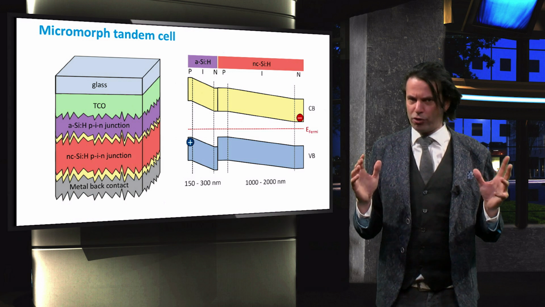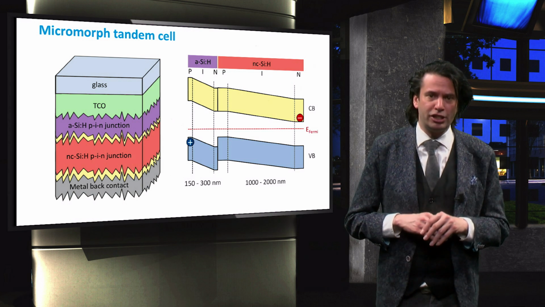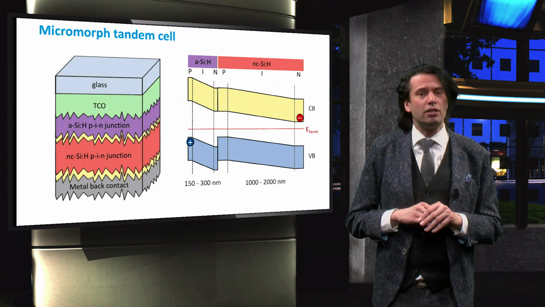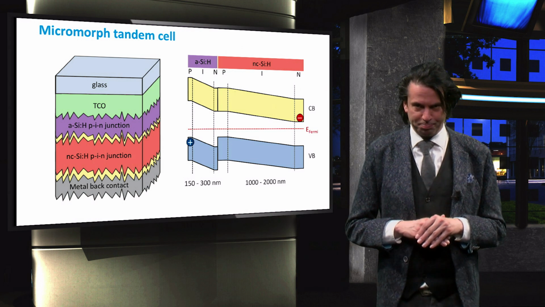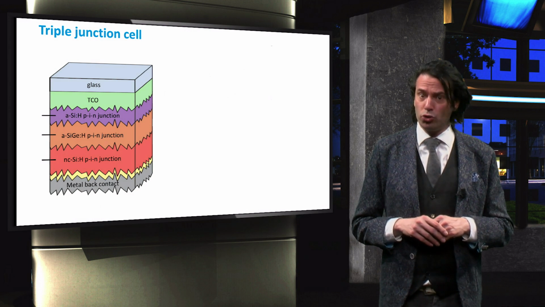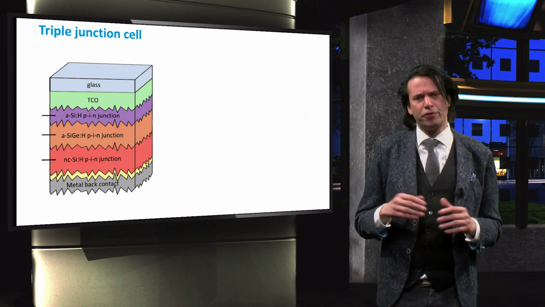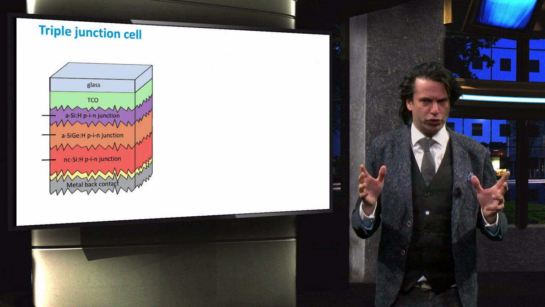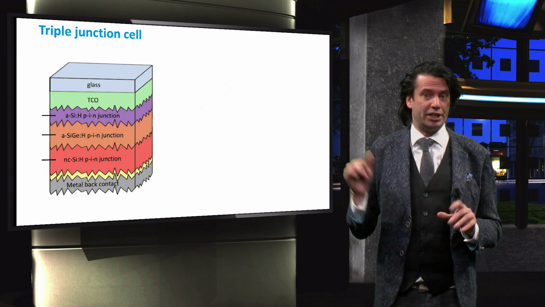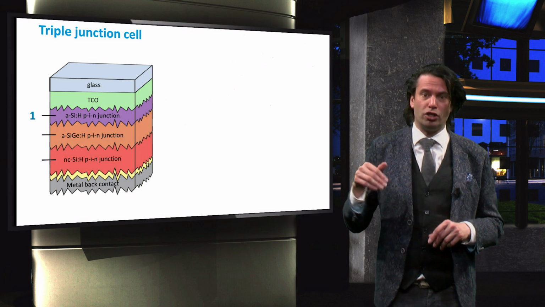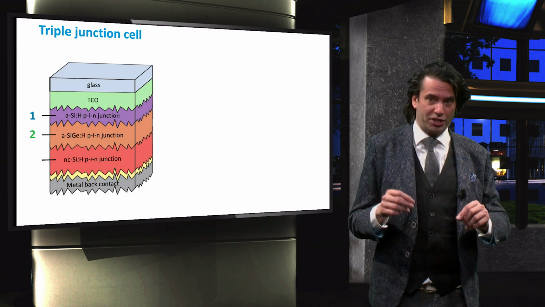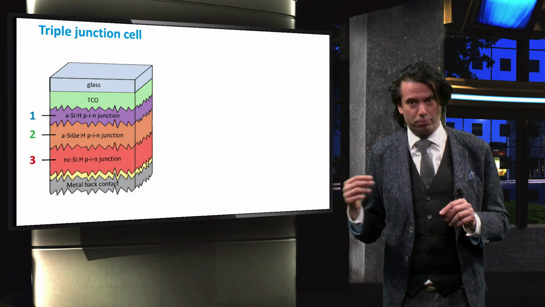The current micromorph cell has an efficiency of 12.7% as manufactured on lab scale by EPFL in Switzerland. Naturally, cells with more than 2 junctions can also be made to even further increase the spectral utilization of the solar cell. An example of a triple junction solar cell is shown here, with an amorphous silicon junction on top, an amorphous silicon germanium junction in the middle, and a nanocrystalline silicon junction on the bottom.